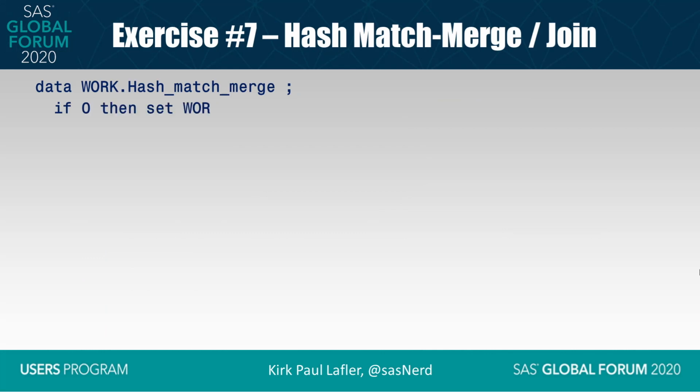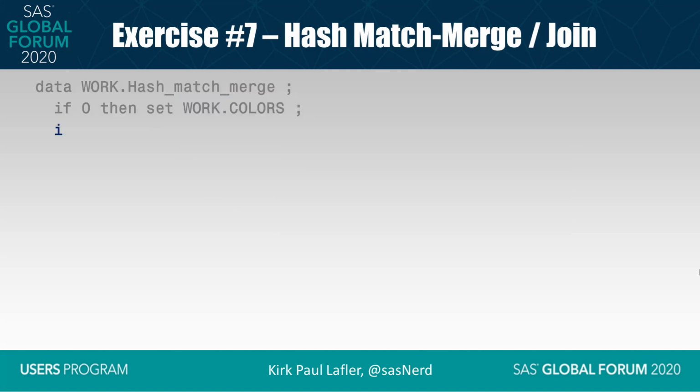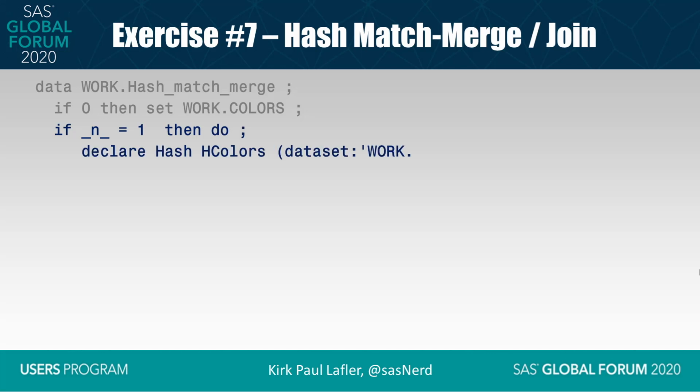In exercise 7, we're going to once again use the hash object in a data step to create a data set called, in our case, work.hashMatchMerge. We want to then use if 0 then set work.colors. We're going to capture or collect the metadata from the work.colors data set that we created in exercise 1.